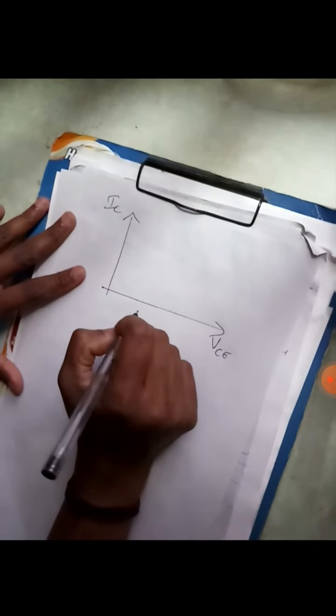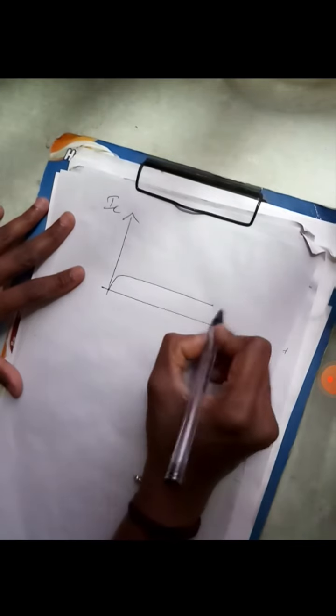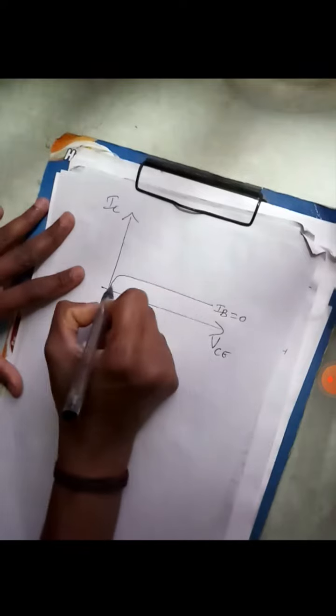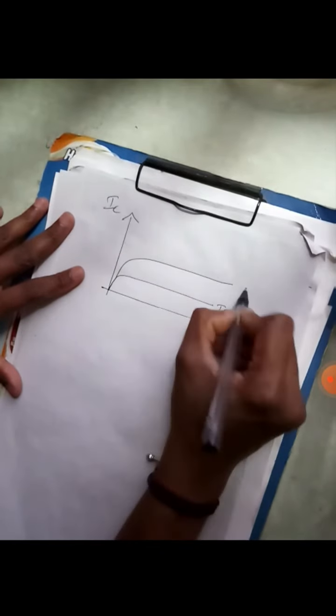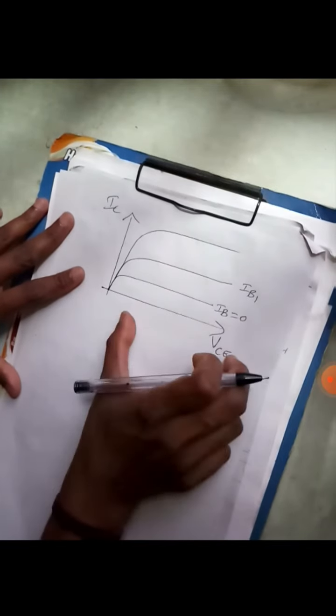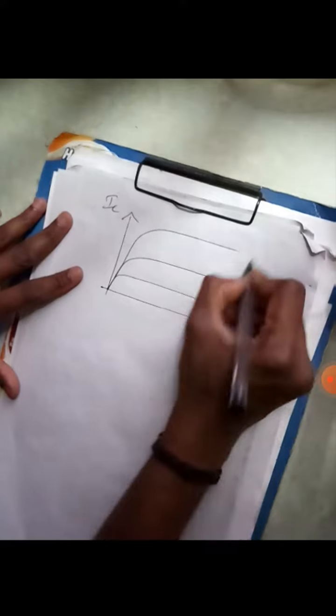Likewise, for different values of IB, I'll be getting this graph. For different IB values, I get graphs like this. Output characteristics is nothing but a graph plotted between VCE and IC, taking different values of IB. For one IB value, first I keep IB as 0. Next I change the IB value, say IB1. Next, for another value of IB, I will be taking new values of VCE and IC.